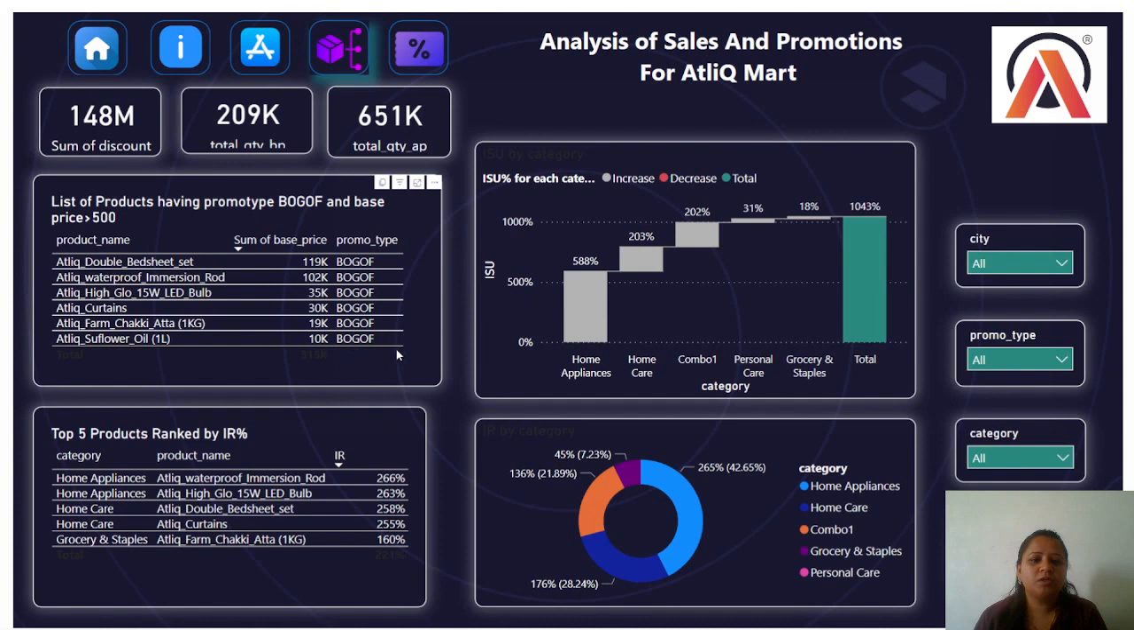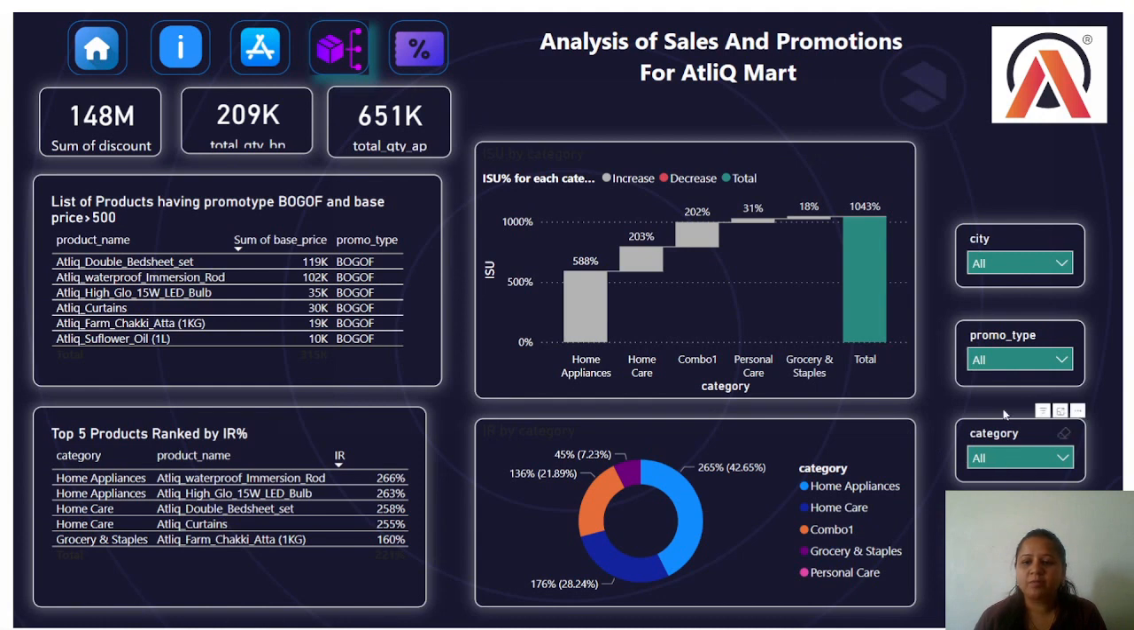Then this table gives you the list of products having promo type buy one get one free and which have a base price greater than 500. These are the products, such as waterproof immersion rod, curtains, etc. Then these are the top 5 products ranked by IR percentage, which is higher than the others, like AtliQ waterproof immersion rod, LED bulb, double bed sheet set, curtains. So these products have the highest IR percentage, and these are the cards I am using here, which make it easy to understand their discount and their total quantity.